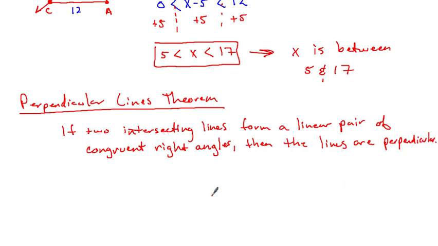Right? So if we see two lines, they intersect. And when they intersect, they form a linear pair that's both right angles, right? So you see two right angles side by side. Then those lines are perpendicular, okay? So if this is line R and line S, we would say R is perpendicular to S.